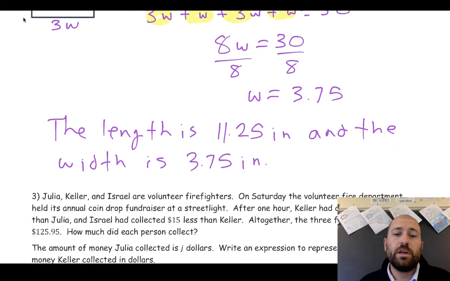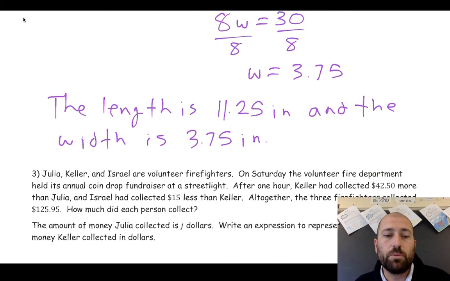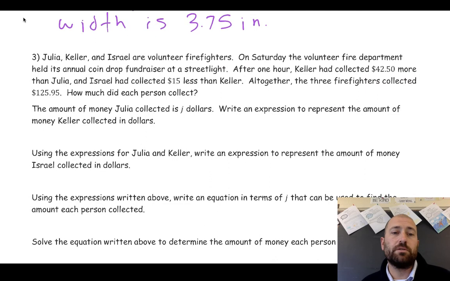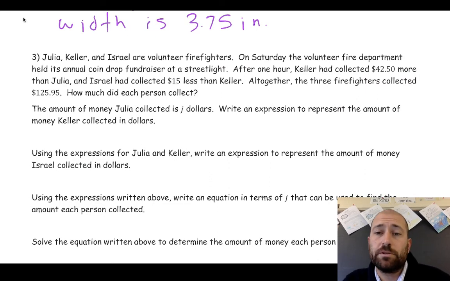And this next one is a lot when we read it, but we really got to break it down. It says Julia, Keller, and Israel are volunteer firefighters. On Saturday, the volunteer fire department held its annual coin drop fundraiser at a streetlight. After 1 hour, Keller collected $42.50 more than Julia. Israel had collected $15 less than Keller. Altogether, the 3 firefighters collected $125.95. How much did each person collect?